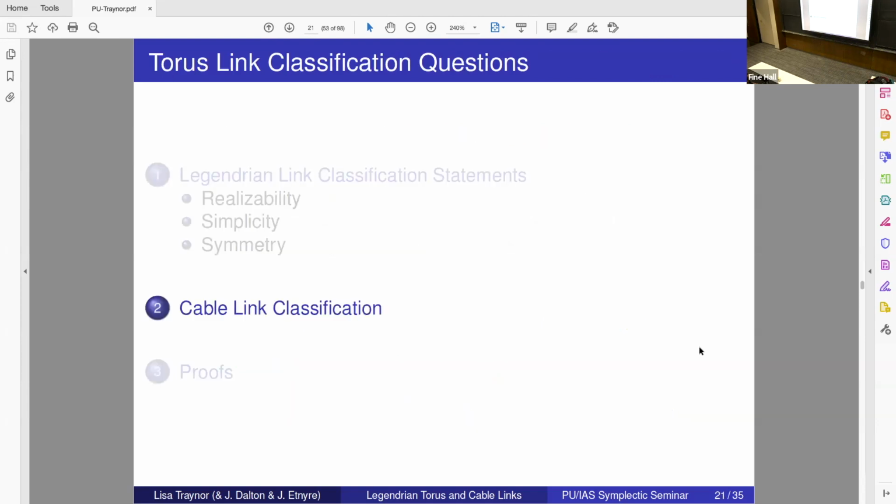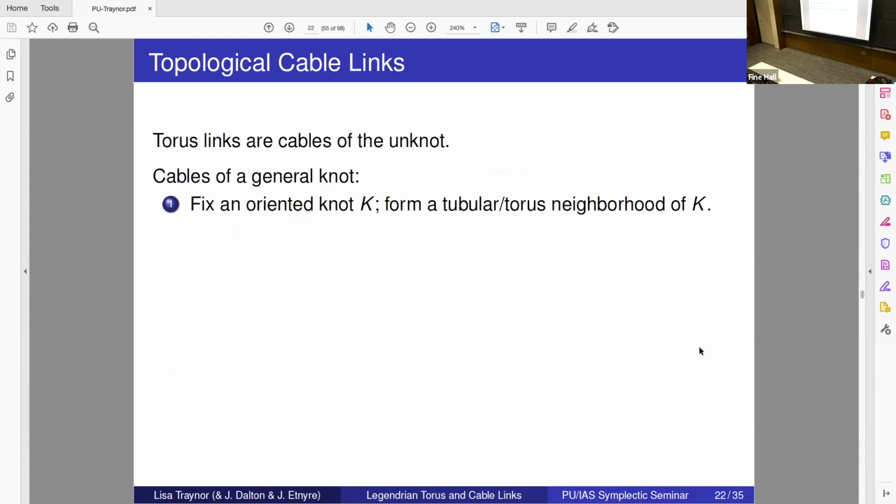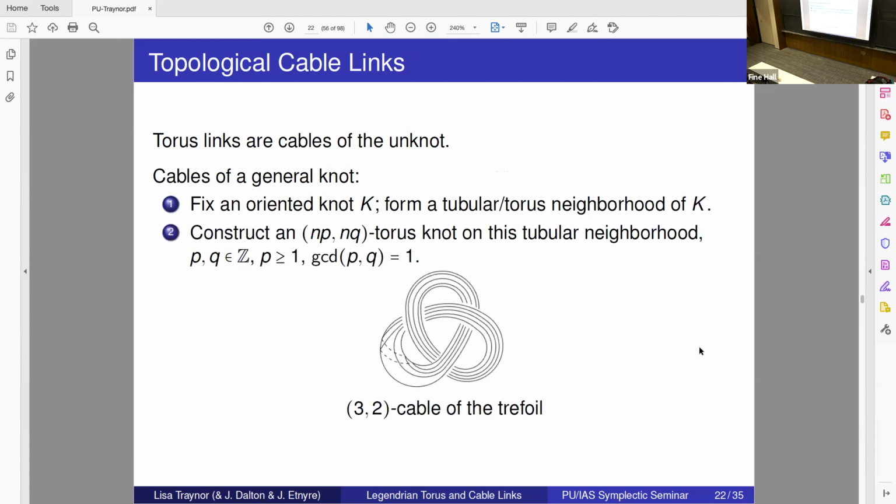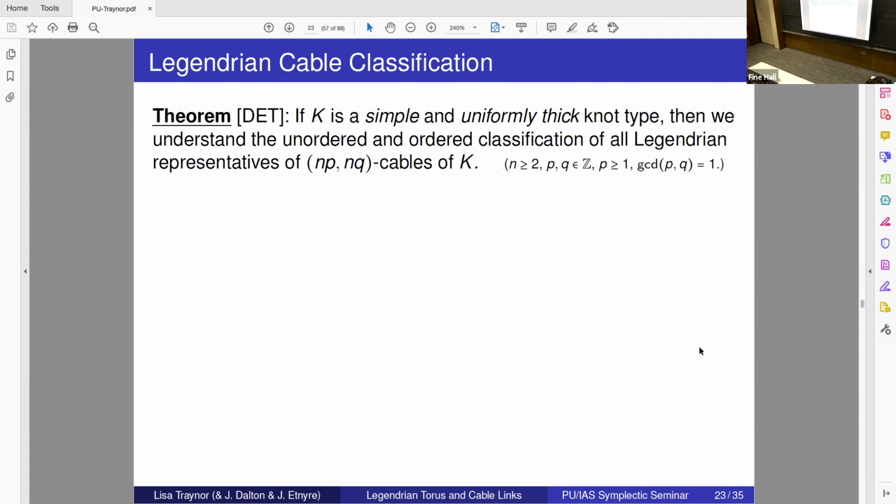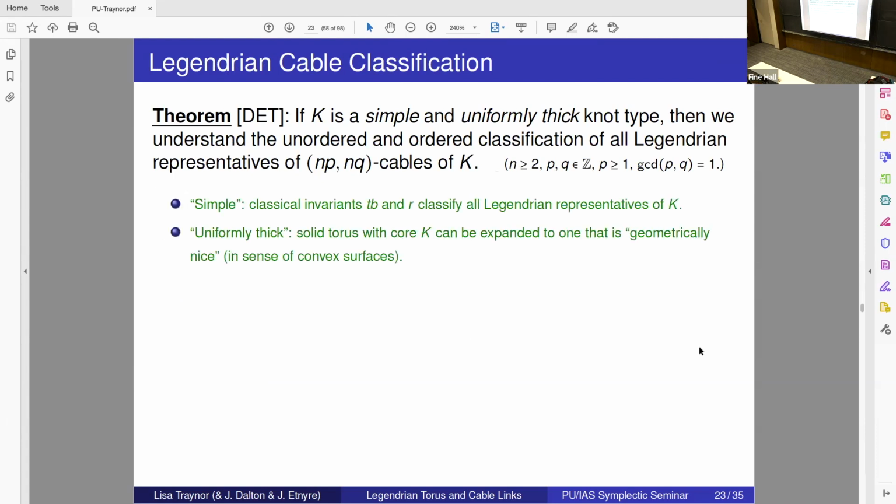Okay, so we actually extended this using cables. These results extend to cable links. Torus links are cables of the unknot, so the unknot forms this unknotted torus. You can fix another knot type and do torus knots or torus links around that torus. It would take a lot of slides to say it precisely, but basically we have this if K is simple and uniformly thick.